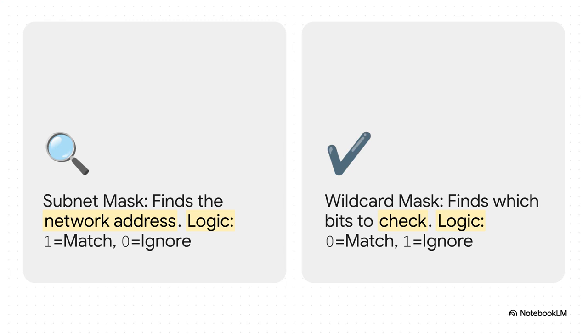Okay, here's the one thing you really need to remember, because it feels completely backwards at first. You're probably used to a subnet mask where a 1-bit means pay attention to this part. Well, with a wildcard mask, it's the total opposite. A 0 means this bit has to match perfectly, and a 1 means I don't care, ignore this bit. It's this flipped logic that gives ACLs all their power.